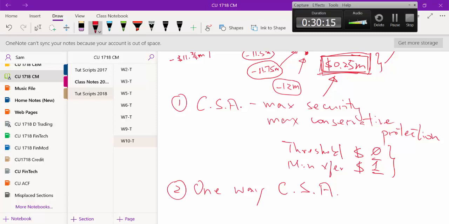So I am JP Morgan, and you are Johnny's Pizza down the road. You want to play with me? Okay, no problem. We sign a CSA. That's not a problem. We sign a one-way CSA. Okay. So you ask me, what is that? Okay, when you're losing, you pay me. When I'm losing, I don't pay you. It sounds a little bit harsh.